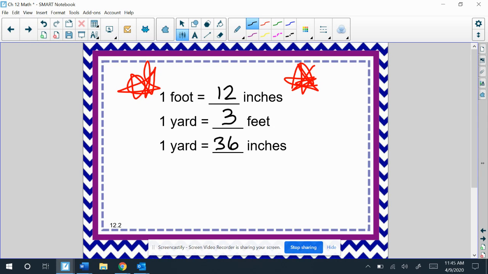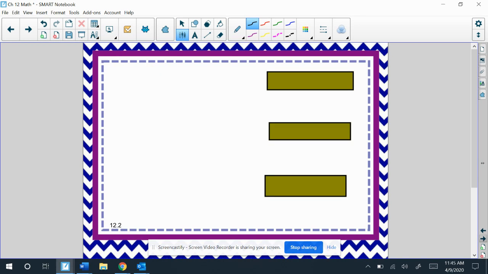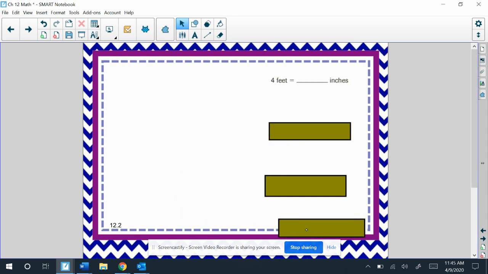Let's go ahead and do some problems using these numbers. First thing we are going to do is 4 feet equal how many inches? Well, go ahead and give it a try. Please remember to circle your unit in the corner. Let's see how you did.